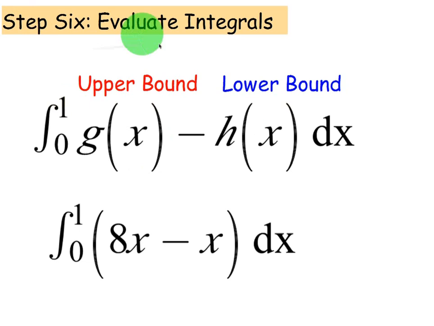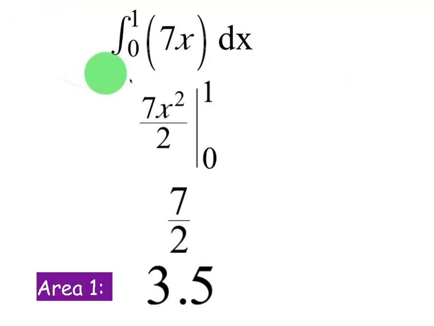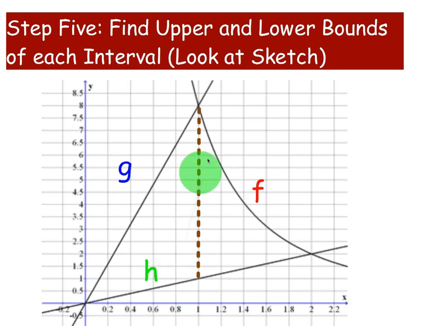Step 6, evaluate the integrals. All right, so let's evaluate the first integral from 0 to 1. That's the integral from 0 to 1 of 8x minus x. That's just going to become 7x. The integral of 7x is 7x squared over 2. Plug in 1, and then 0 won't matter because it'll just be 0. So you get 3.5. So what that means is this first area right here, this triangle, is 3.5.